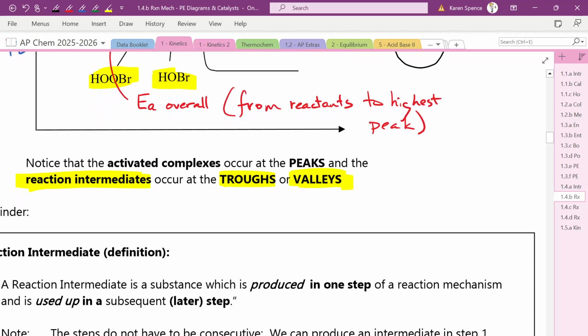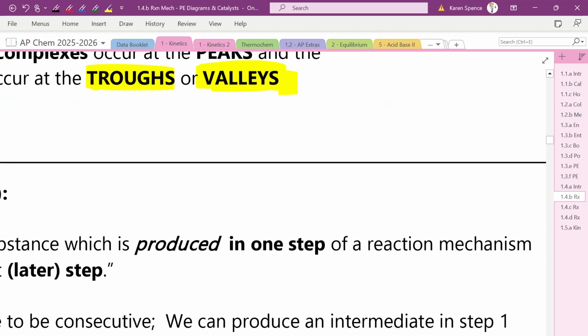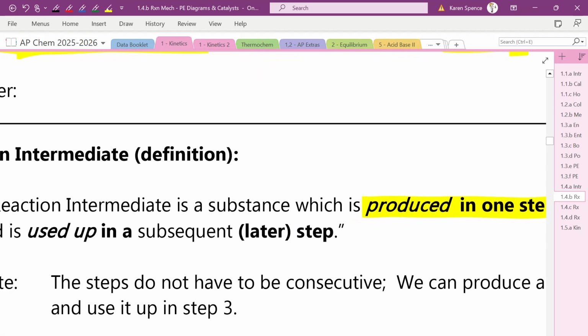All right, a reaction intermediate is a substance which is produced in one step and used up in a subsequent step. These steps do not have to be consecutive. It doesn't have to be 1 and 2. It could be 1 and 3, or it could be 2 and 4.